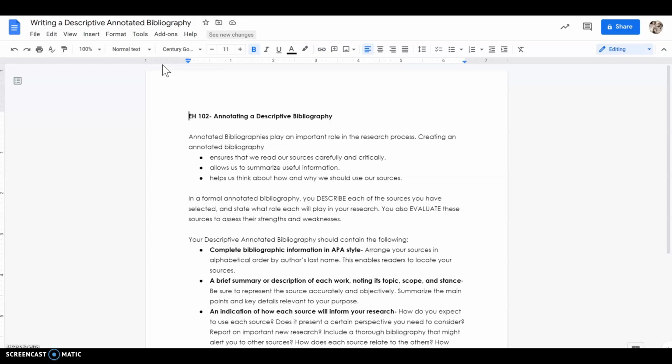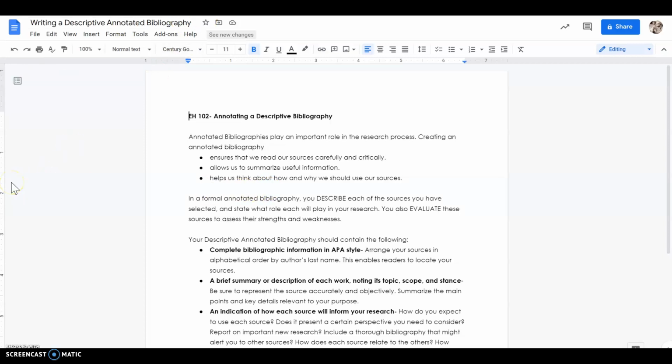And so an annotated bibliography really does a couple of things for us. Number one, it ensures that we read our sources carefully and critically. Number two, it allows us to summarize useful information. And number three, it helps us think about how and why we should use our sources. The point is for us to think about all those processes first, and then when we sit down to write our research paper, we've already thought out all of those sources all the way through.